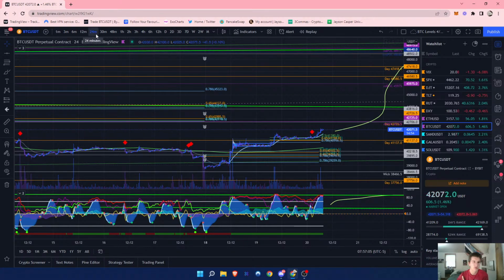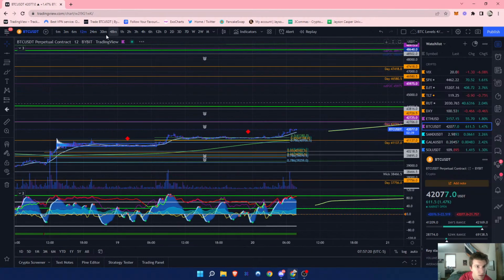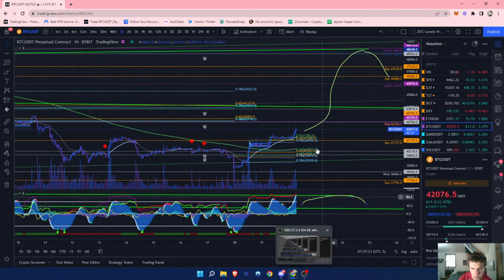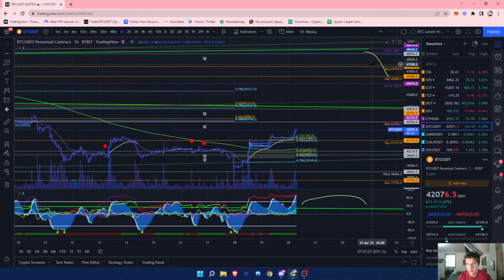When I say day trade, usually the 24-minute and up is a day trade-ish, and then the 12-minute and down, I guess, is more of a scalp trade. But just a general rule of thumb for people. So I'm just gonna delete these.